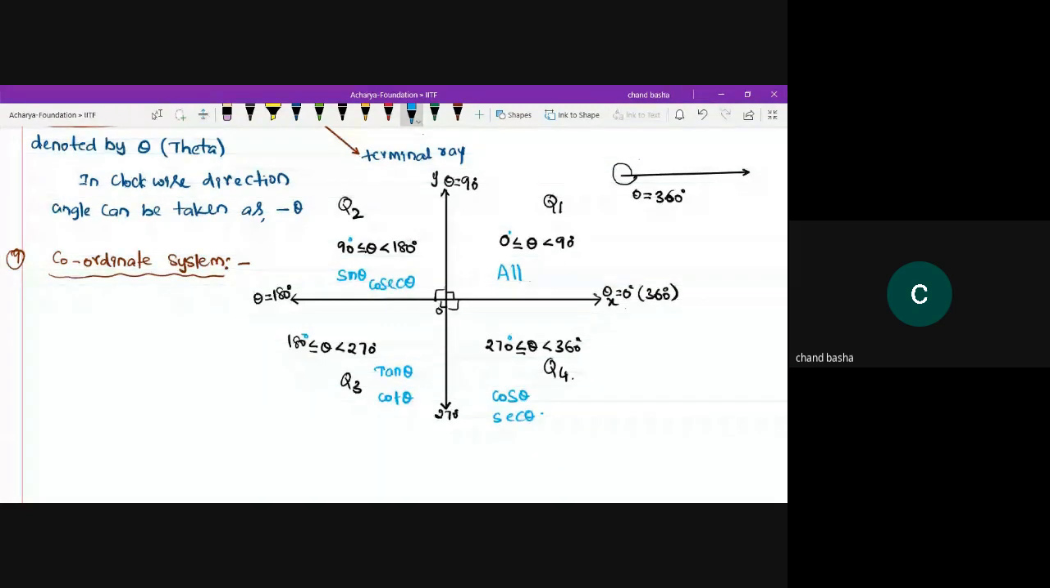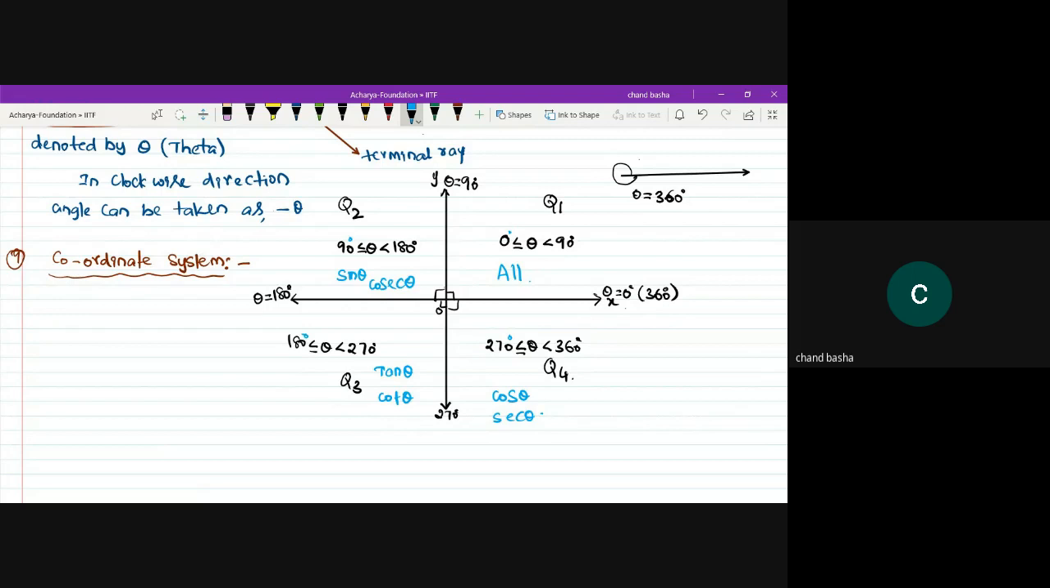Some standard tabular values will be given to you. You have to remember only those values, whatever is asked. Suppose he asks for 135; I can make use of a few of the initial values. I will discuss each and everything step by step. You don't worry. Hope you can understand this coordinate system.